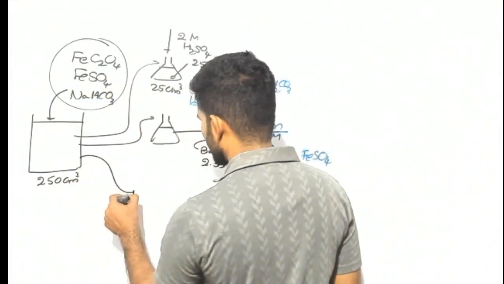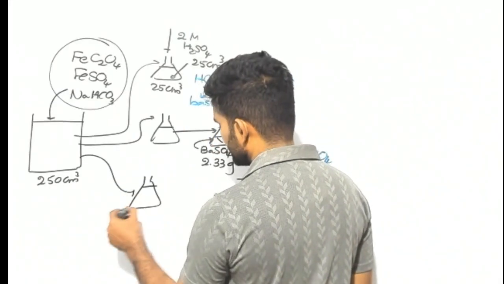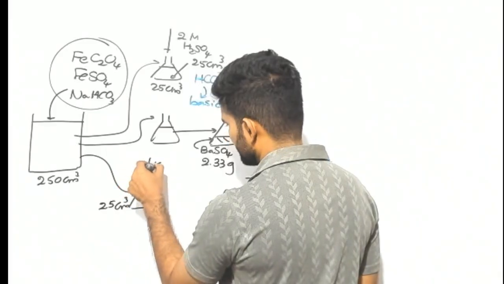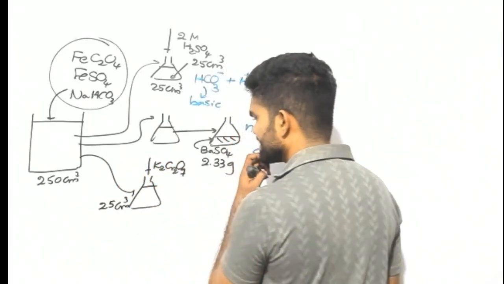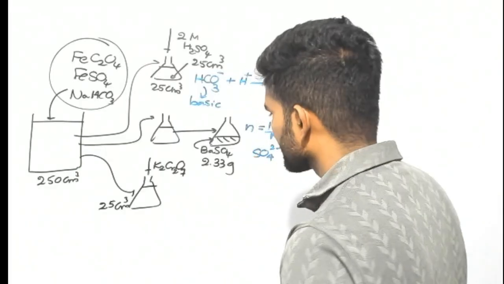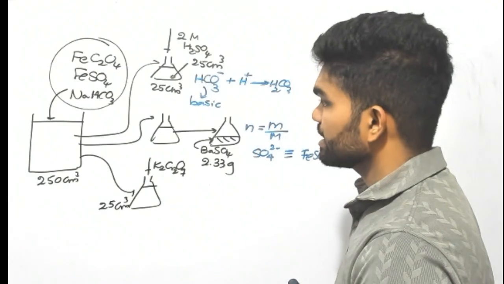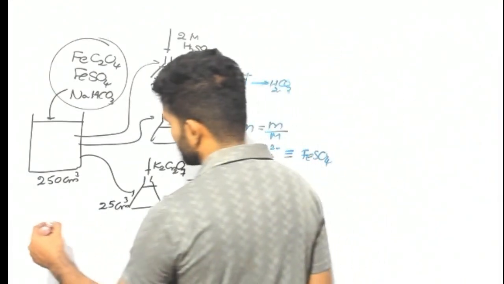Then I'm taking a 25 portion, and you are reacting that one with potassium dichromate. It's a good oxidizing agent. And now what are the things that are capable of being oxidized here? That's the important thing you need to figure out.